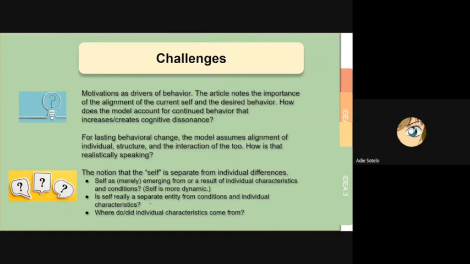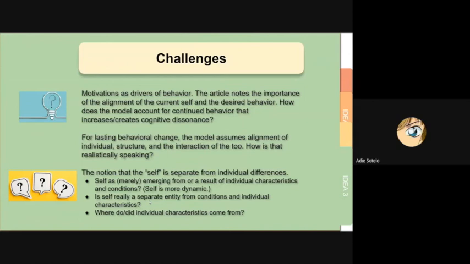Because based on the readings, the self is emerging from, or a result of, the individual characteristics and the structural conditions. So the self affects these other two factors, but it is mediated by their reaction to these factors, their thoughts, their actions. But I'd like to view self more as something that's more dynamic. I'm thinking maybe the self can influence the other two factors more directly instead of it being mediated only by their reactions.